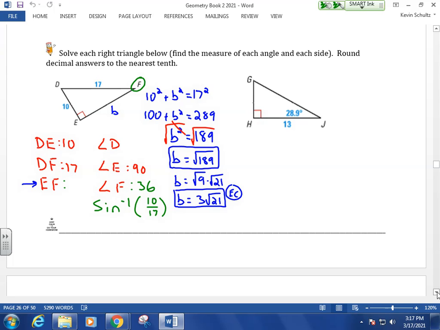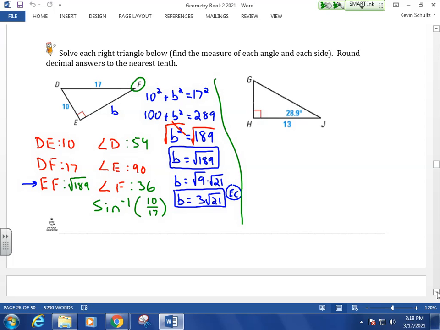We solve this to be root 189, or 3 root 21. And then angle D, if F is 36, we can just subtract 36 from 90, and that gives us 54. Okay? So, solving a right triangle, finding all 6 parts using all the methods that we've talked about thus far.